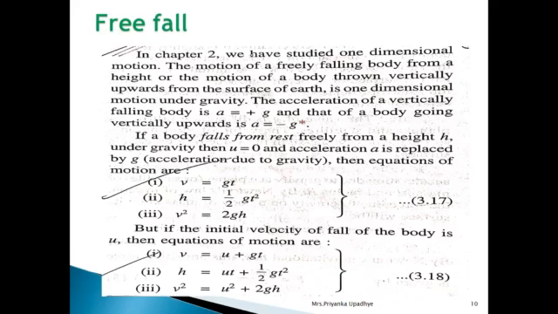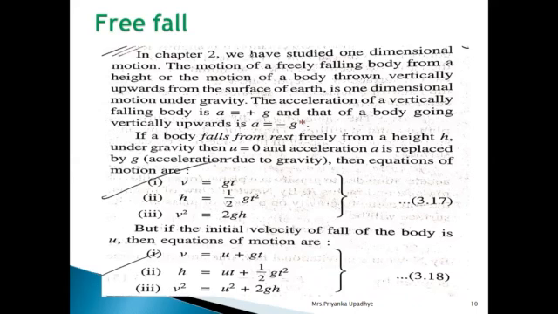So the acceleration of a vertically falling body, that is a, will become equal to plus g. And if the body is going vertically upward, then a will become minus g. If a body falls from rest freely from height h under gravity, u is equal to 0. Initially the body was at rest, so the initial velocity will be 0, and the acceleration a is replaced by g, that is acceleration due to gravity. Then the equations of motion are.